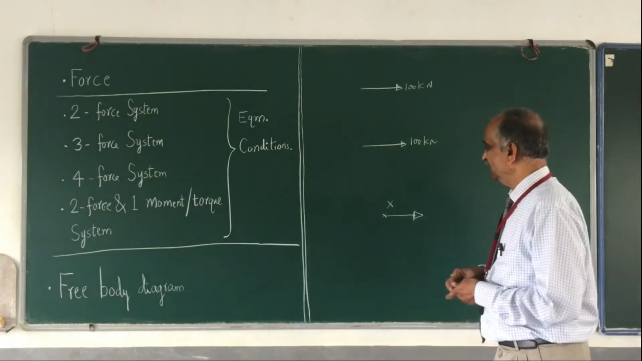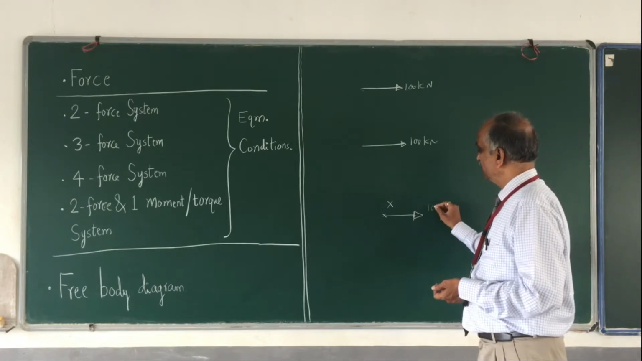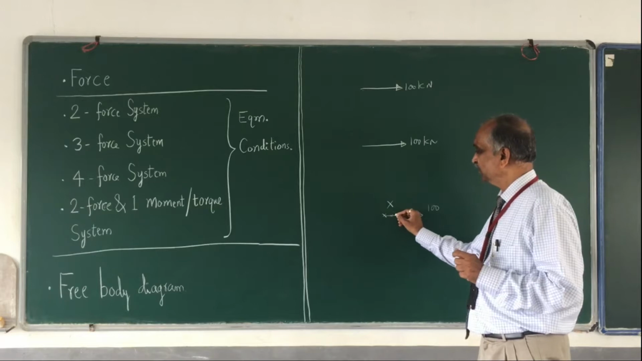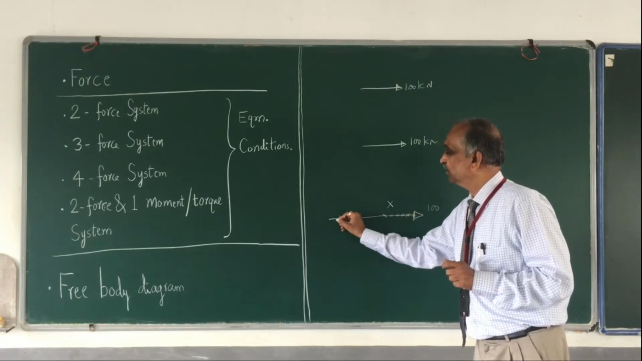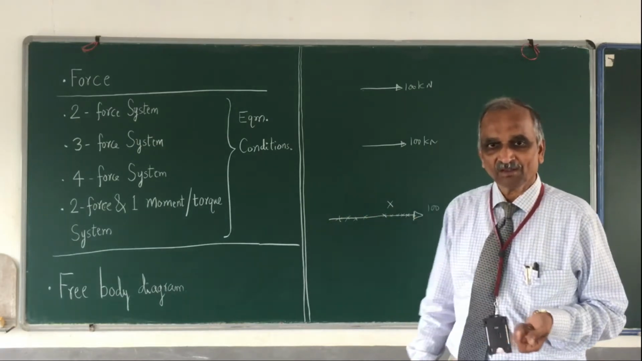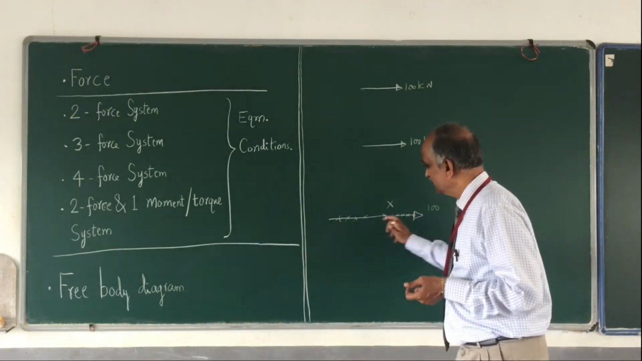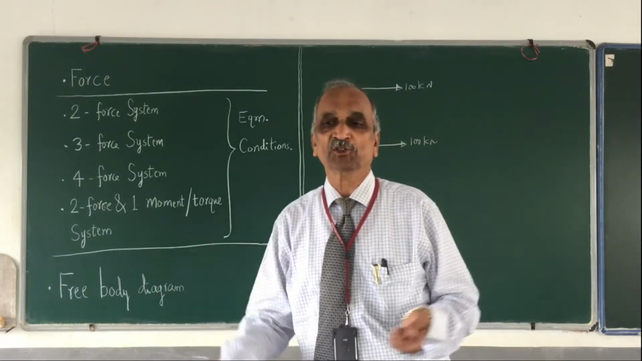You may ask whether this 100 kilonewton force, whatever I have drawn here, passes through only X. No, it doesn't pass through only X. You choose any point on this line and on this side also, all these are points through which the force passes. If I don't mention that, then what is this line called? This line is called the line of action.